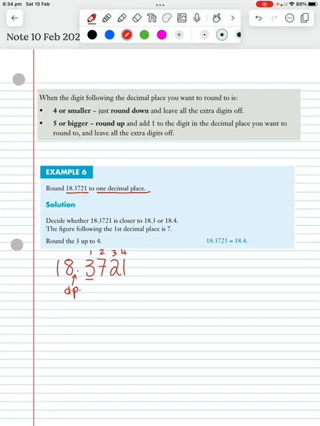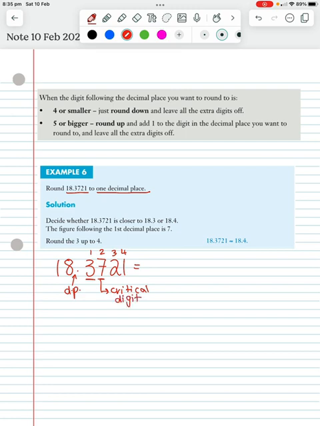I only want it to 1 decimal place, so a lot of us would be tempted to just say this is 18.3. But this is where our notes come in that I mentioned earlier. We're going to look at this number here that's after what we want to round to, and it's called our critical digit. And we look at our critical digit to help us know how we're going to round our number.